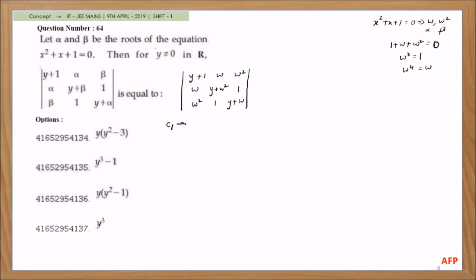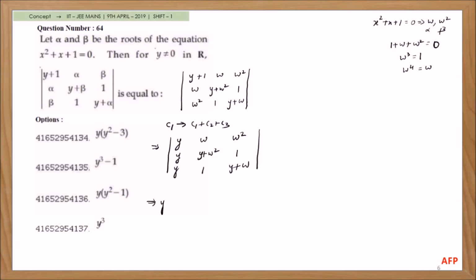So C1 changes to C1 plus C2 plus C3. So C1 changes here: y plus 1 plus omega plus omega square is 0, so you will write y. Here also 1 plus omega plus omega square is 0, so y only remains. Next, 1 plus omega plus omega square is 0, only y remains here. The rest of the two columns remain as they are. In the next step we will take y outside.